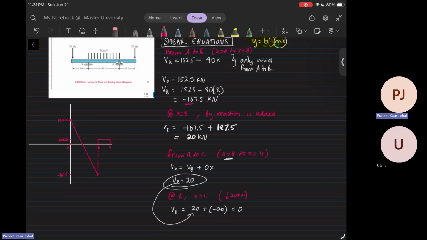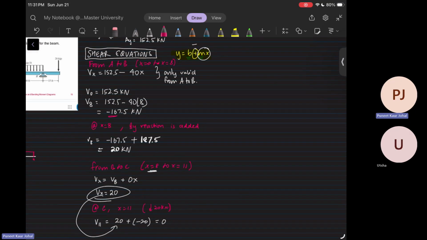Now, I'm going to do the moment equations right here.